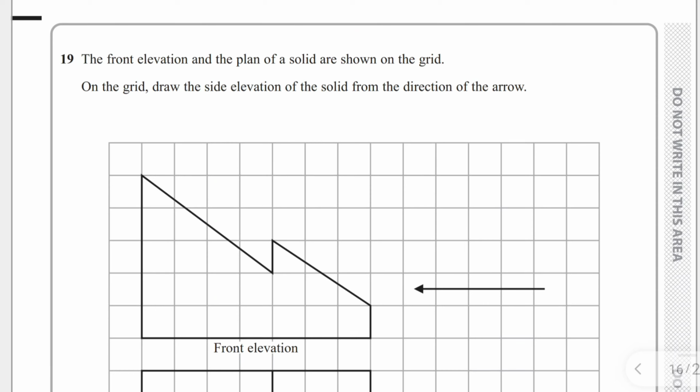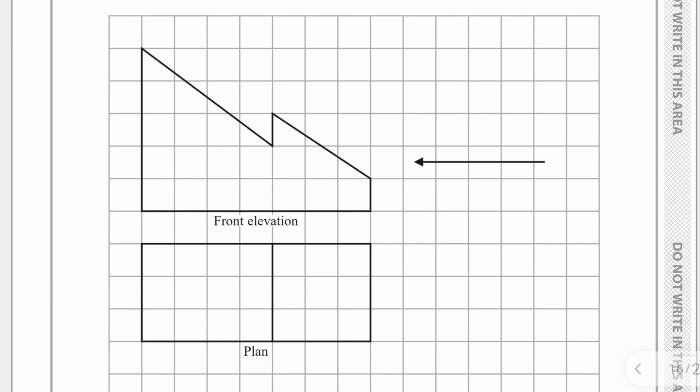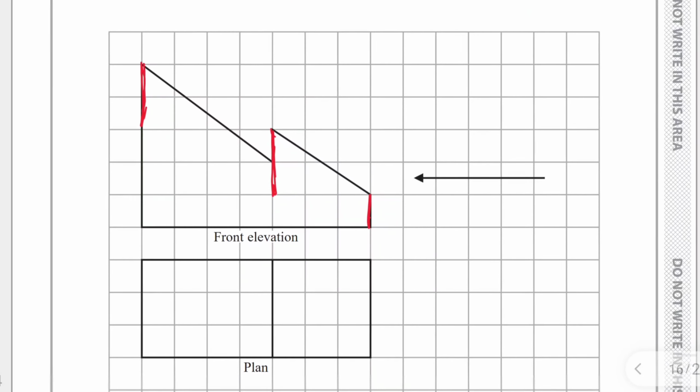Question 19. The front elevation and the plan of a solid are shown on the grid. On the grid, draw the side elevation of the solid from the direction of the arrow. So from the direction of the arrow, what do we see here? Let me use another color. So we have this, then we have this, then we have this. So what does that tell us? That implies that the side view or the side elevation is going to look something like this.